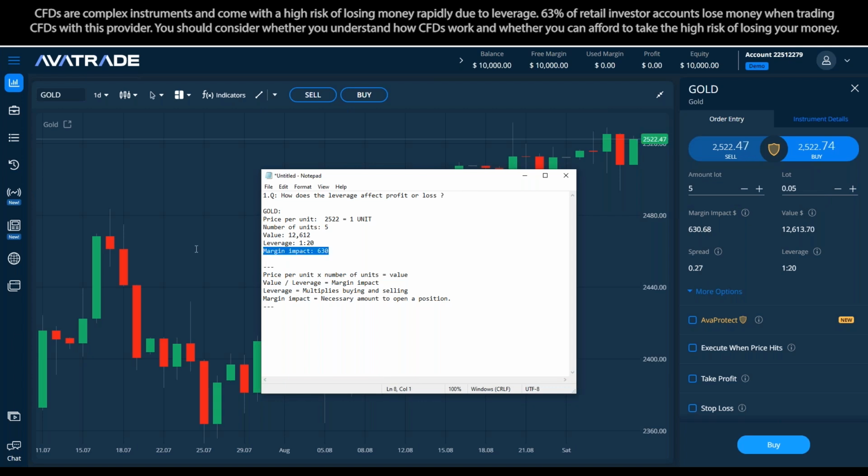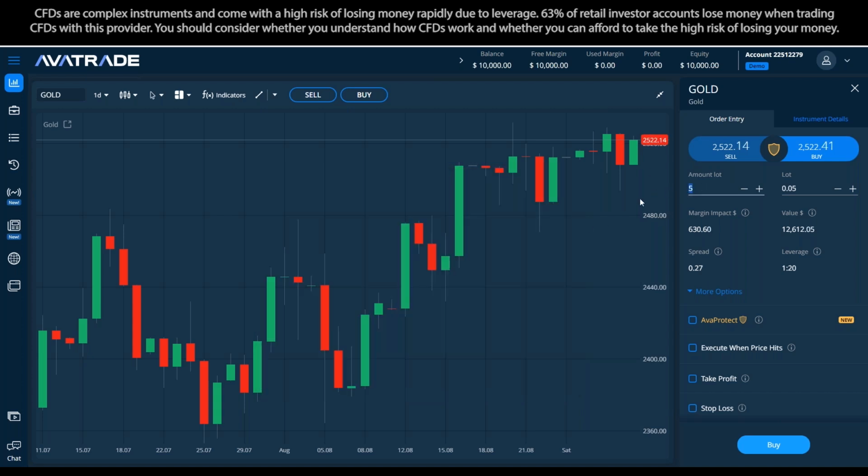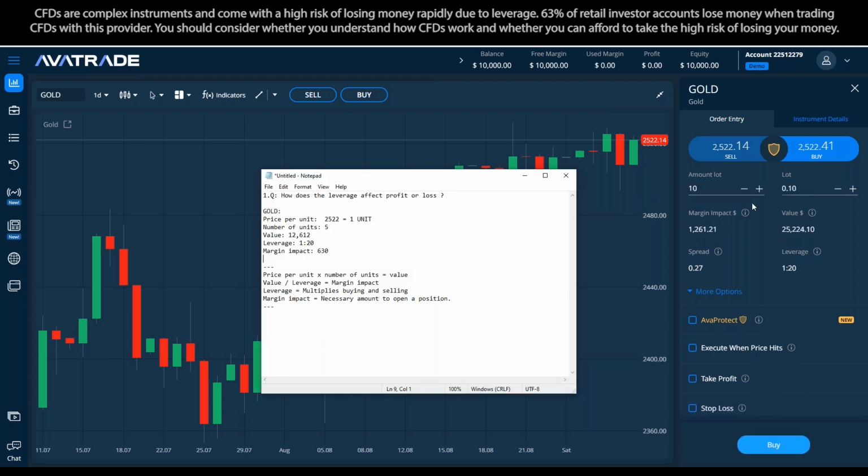Now, this is the actual amount that I need available in my account, not in my balance and not in my equity, but in my free margin. To be able to take the position, I need 630 available margin. Okay, guys, it's really as simple as it gets. Let's simulate with 10, right? So with 10, we would just double the numbers here, but still, I want you guys to understand.